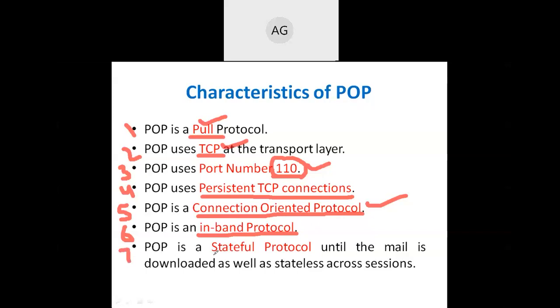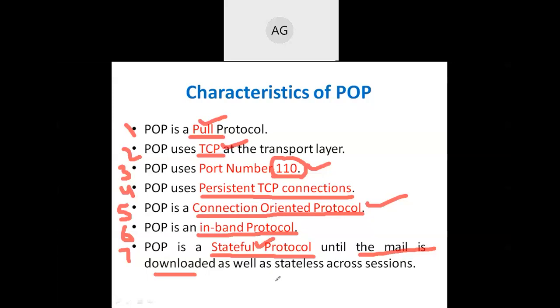The next point is POP is a stateful protocol. So just remember it. This is an example of stateful protocol, whereas SMTP is an example of stateless protocol. In this case, until the mail is downloaded, as well as stateless across session. So that's why this type of protocol is known as stateful protocol, because all the history related to the transmission has been stored here, and we can easily get that history here. That's why this type of protocol is known as the stateful protocol.